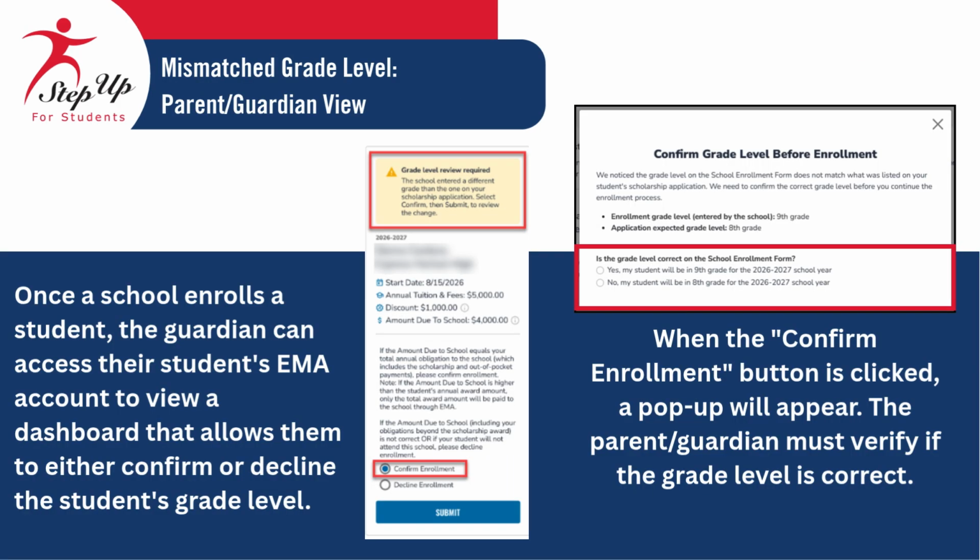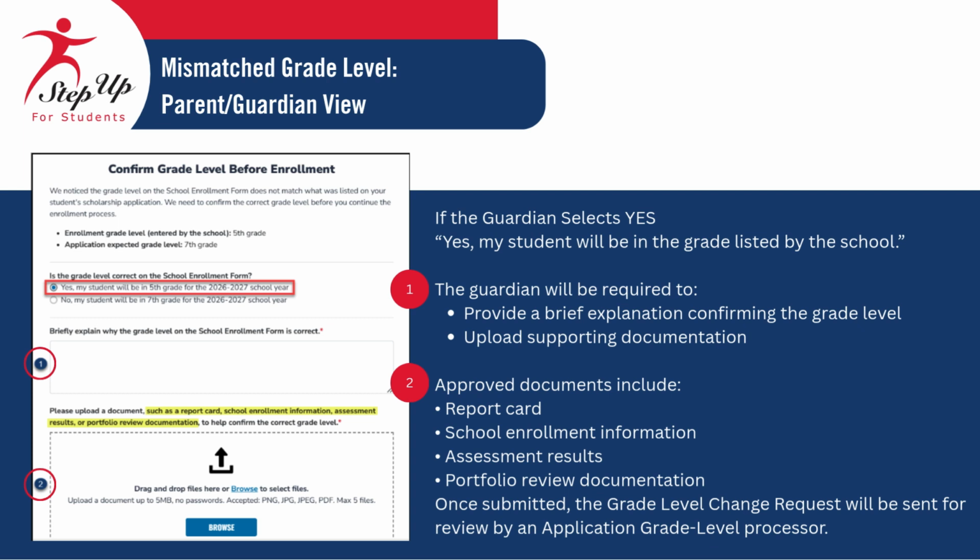Once the school sends the enrollment request, the parent or guardian can log into EMA and review the student's grade level. They will have the option to confirm or decline the enrollment based on whether the grade level is correct. If the parent or guardian selects yes, they are confirming that the student will be in the grade listed by the school. They must provide a brief explanation and upload supporting documentation, such as a report card, school enrollment information, assessment results, or portfolio review documentation. The request will then be sent for review by an application grade level processor.